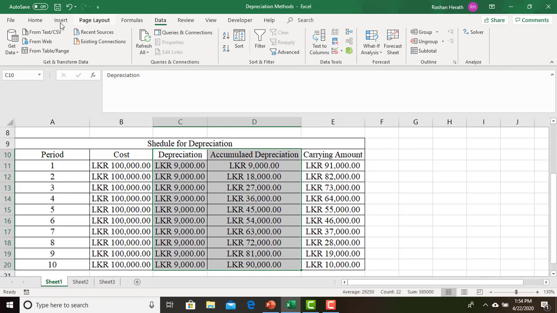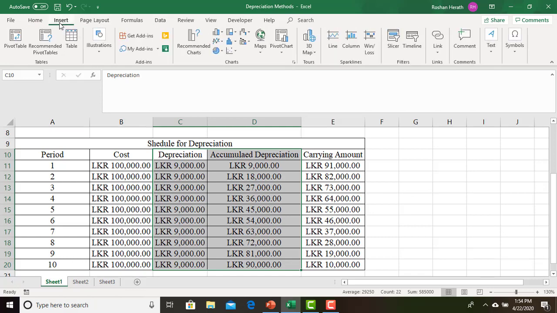So then we may go to insert, and you can see that in the insert there's an area for chart. There are different kinds of charts: the pie chart, the bar chart, line chart. Likewise, different kinds of charts are there. So you may explore that when it is convenient for you, right?